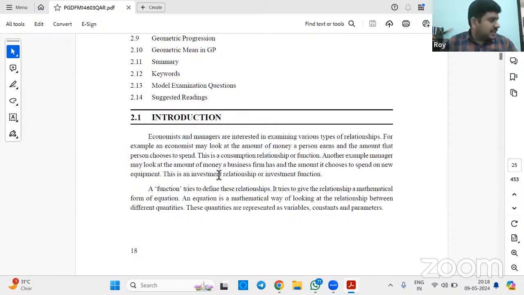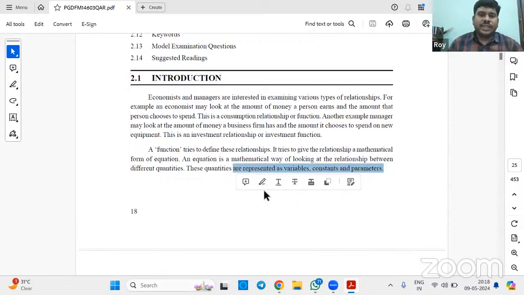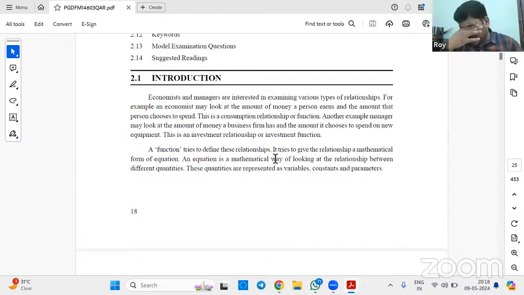And the function tries to define these relationships. It tries to give the relationship a mathematical form of equation, and it will tell the different quantities. These quantities are represented as variables, constants, and parameters. You need to understand this because these are all from 10th class. Maybe you studied 2 years back, or I don't know when, but whatever. These quantities are represented as variables.